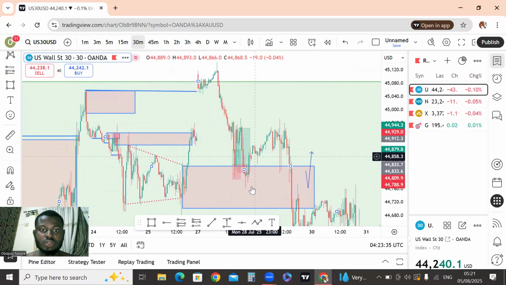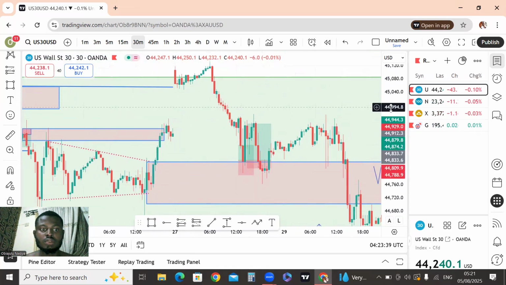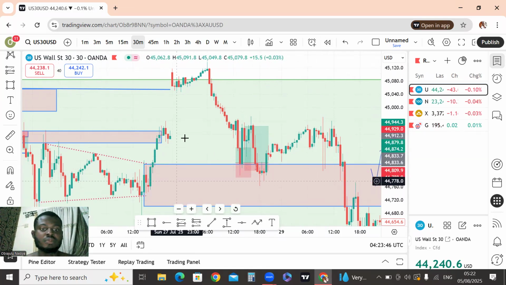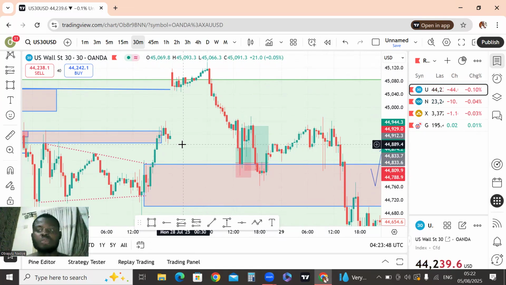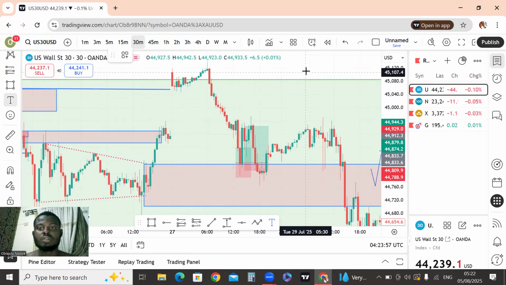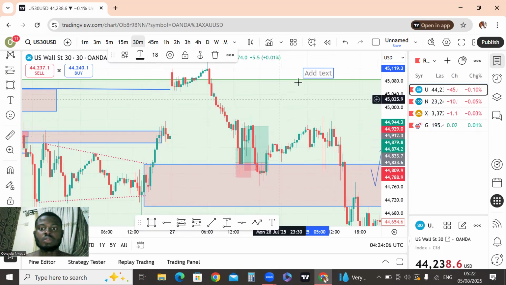So guys, as you can see, there's a structural liquidity here. First of all, what's my trading plan? Top-down analysis, mitigation. Let me increase the font, maybe to 18 or something.